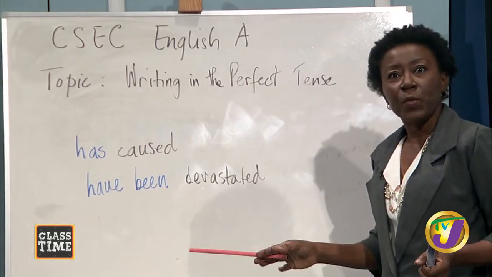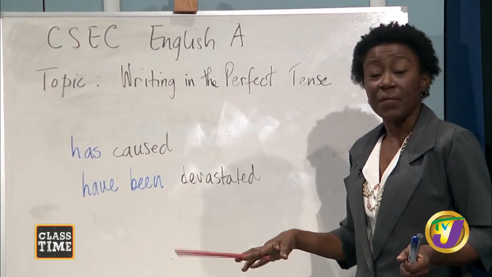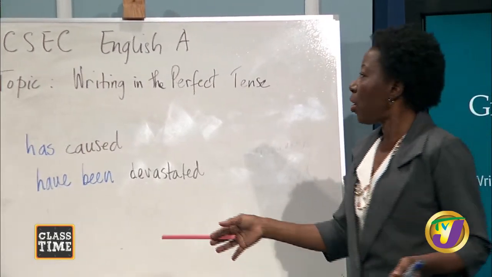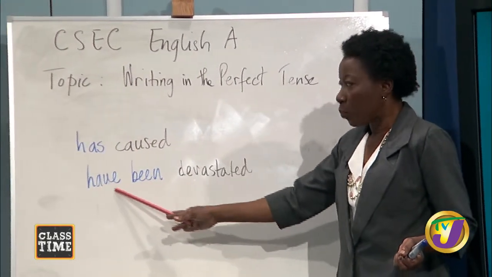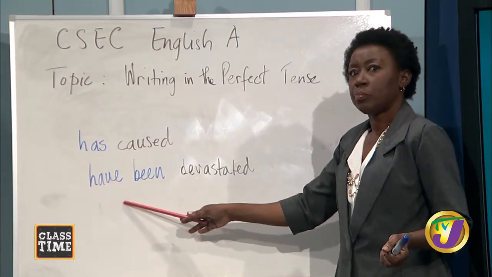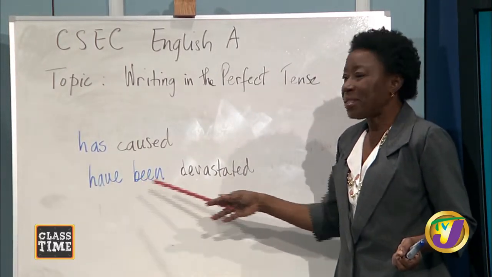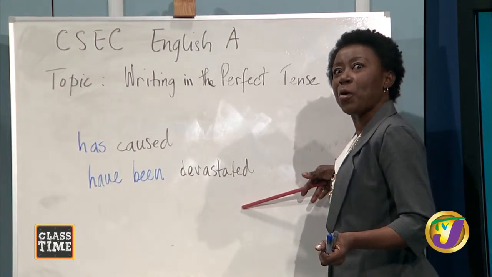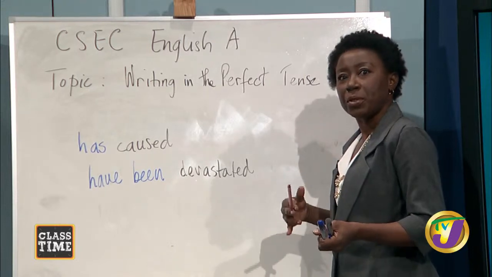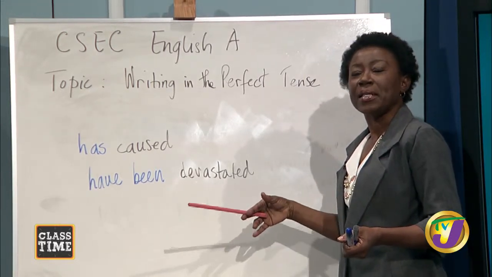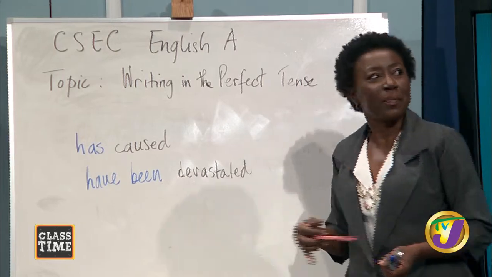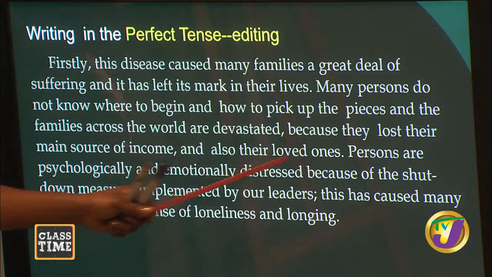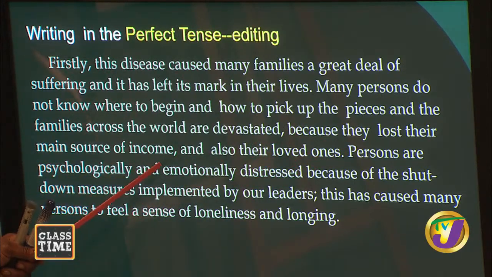So families all over the world have been devastated. Why do we say have been devastated? Because it is happening right now, but it started before, way back, the year before, pushing back. So we want to account for this situation, and it's a much better expression. So, okay, let's continue.